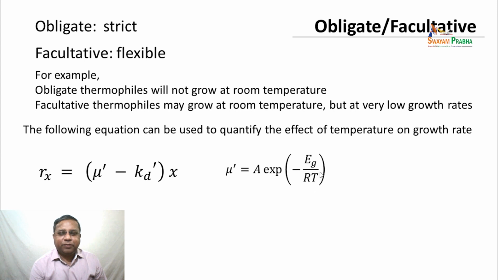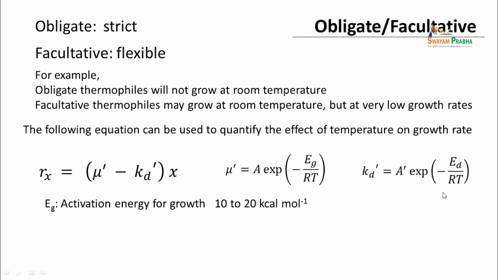So the temperature dependence has been brought in here, right? So mu dash is a function of temperature, and if Eg is known, one can even predict what its specific growth rate will be at a different temperature. And kd dash is some a dash, which is different from a, exponential minus Ed divided by RT.